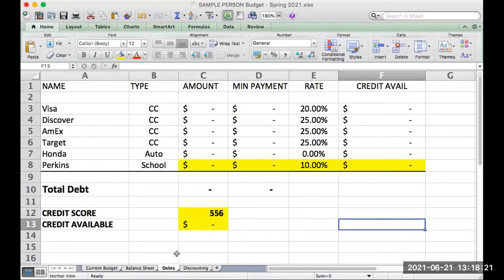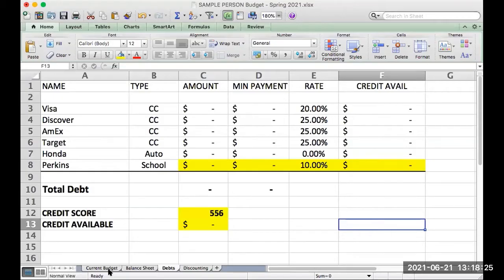Today is Monday, June 21st. We're going to continue talking about our spreadsheet. Now, if you recall, we had several different tabs on this spreadsheet. We went over them very briefly in the last video.